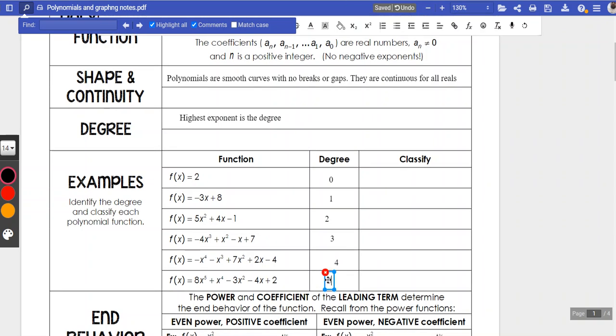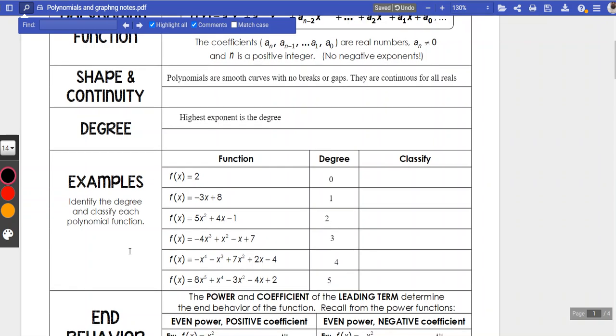Now, all of these are written in standard form. Why are they written in standard form? Because they come from the highest to the lowest. So you look at this last one and see how it goes to the fifth, to the fourth, to the second, to the first, to the 0. These are all functions. These are all standard form.